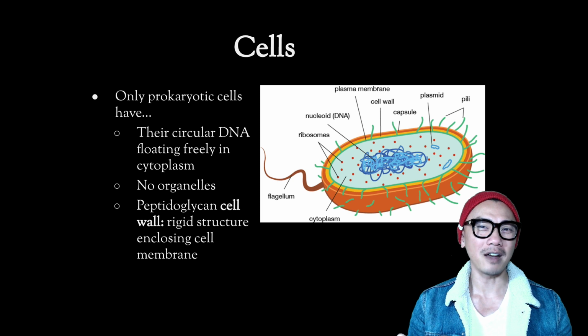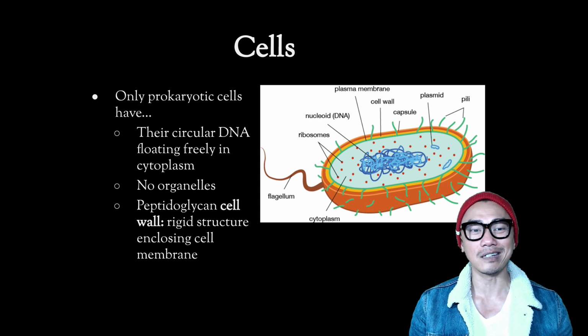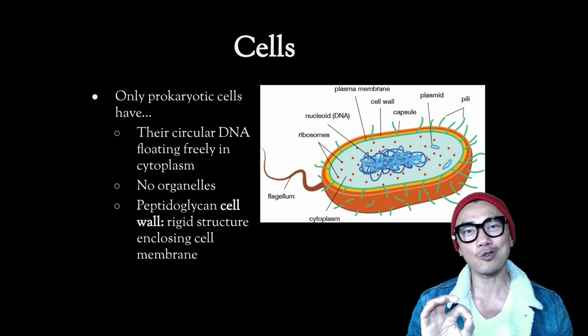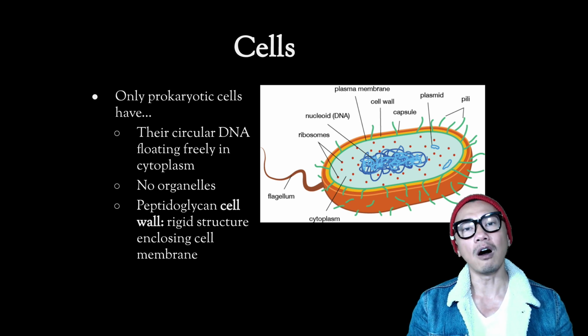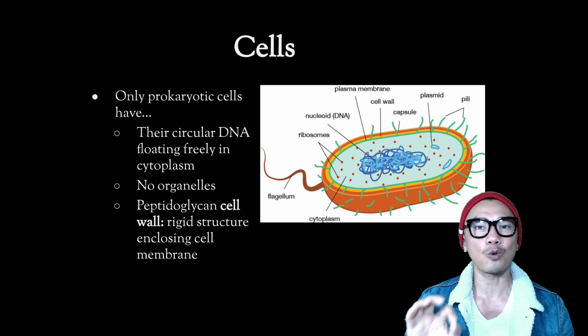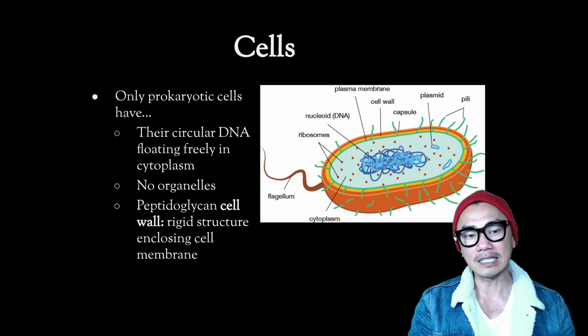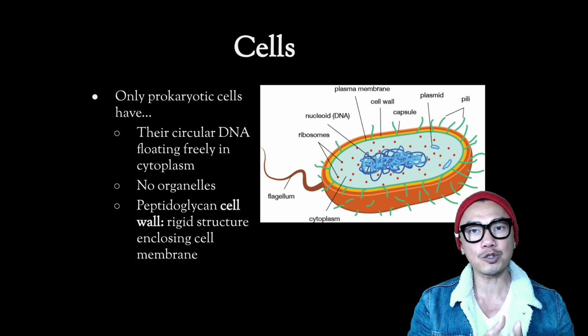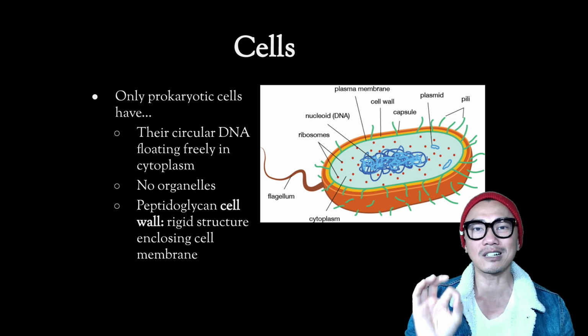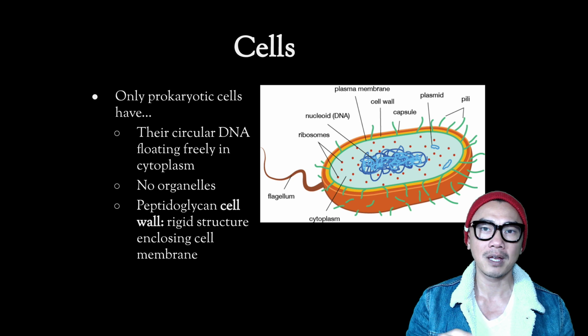Only prokaryotic or bacterial cells contain a circular DNA chromosome floating freely in the cytoplasm. They also have no membrane-bound organelles. And finally, they have a peptidoglycan cell wall. This is a rigid structure surrounding and enclosing the cell membrane.